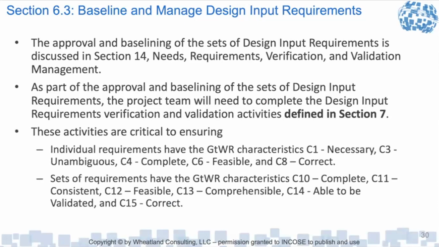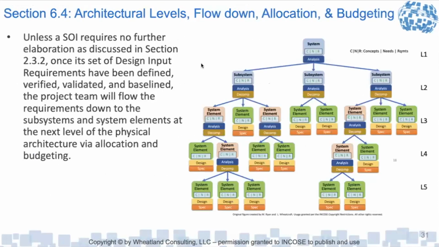These activities are crucial in ensuring these characteristics. And then section 6.4 is an important section about architecture levels, flow down, allocation, and budgeting, unless the system of interest requires no further elaboration, as discussed in section 2.3.2 on levels.